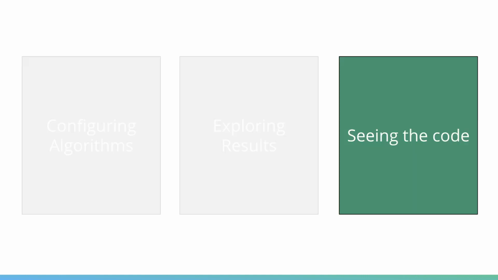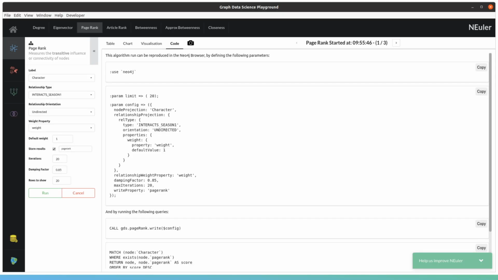And then finally, we can see the code behind this. If we want to try and reproduce it ourselves directly against Neo4j, we can click on the code tab. This will give you the parameters or the fragments of code that you can run. In this example, the first one selects the database, the second one sets up all the configuration parameters, and then down the bottom of the screen, we've got the actual procedure call itself.